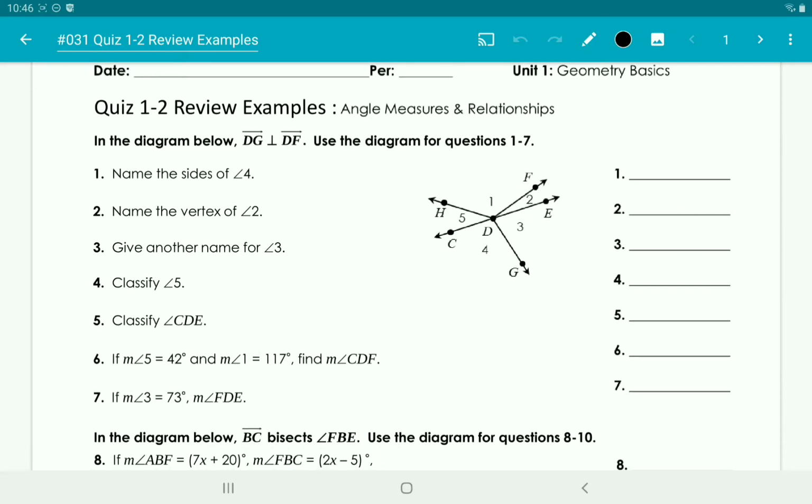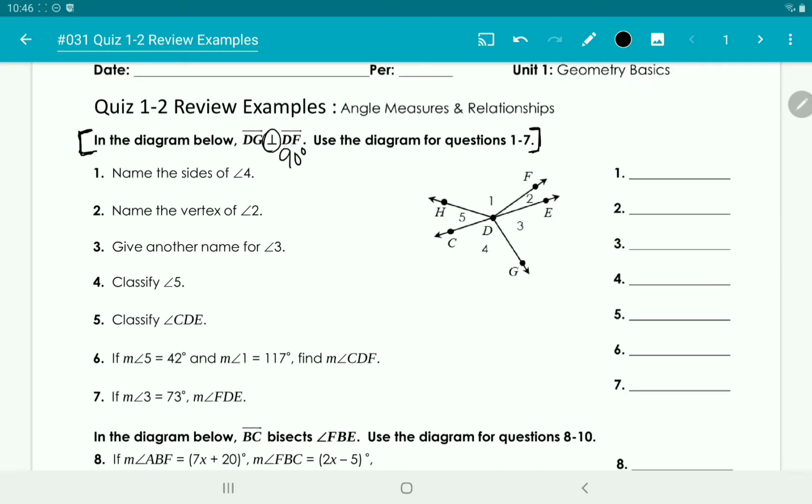So start out reading the information it gives you at the beginning so you can mark your diagram, always. It says in the diagram below, so this one right here, ray DG, is perpendicular, that's what this means, so 90 degrees to ray DF. So DF and DG here make a 90-degree angle, okay? And then it says to use this diagram for questions 1 through 7.